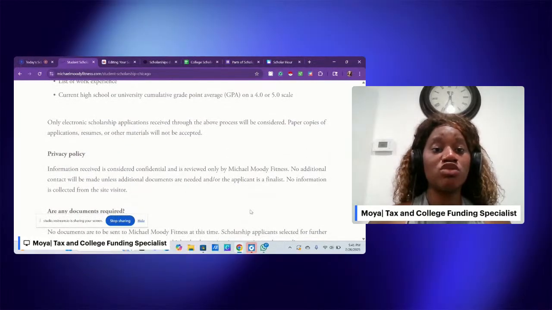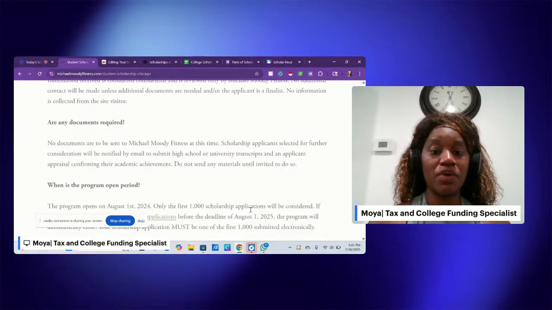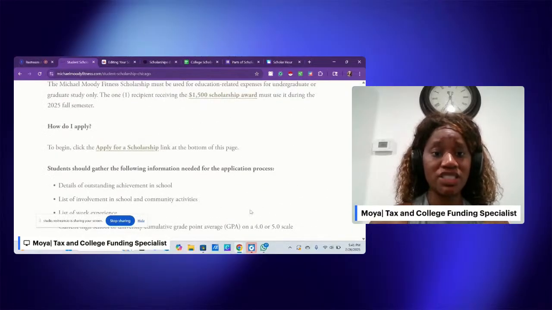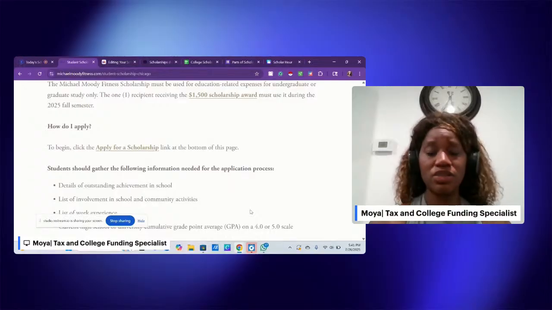Only electronic scholarship applications received through the above process will be considered. Paper copies of applications, resumes, or materials will not be accepted. Okay, and that's fine. You definitely want to make sure that it's all there and they can easily access it. So electronic is completely fine.